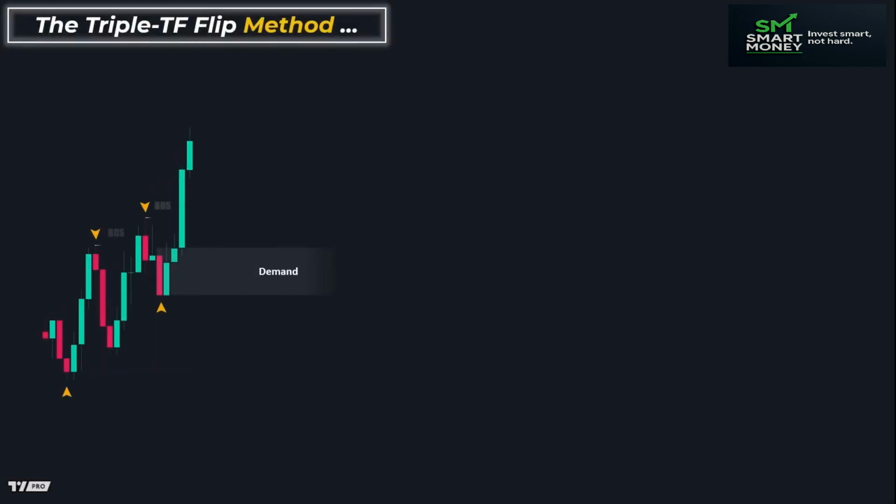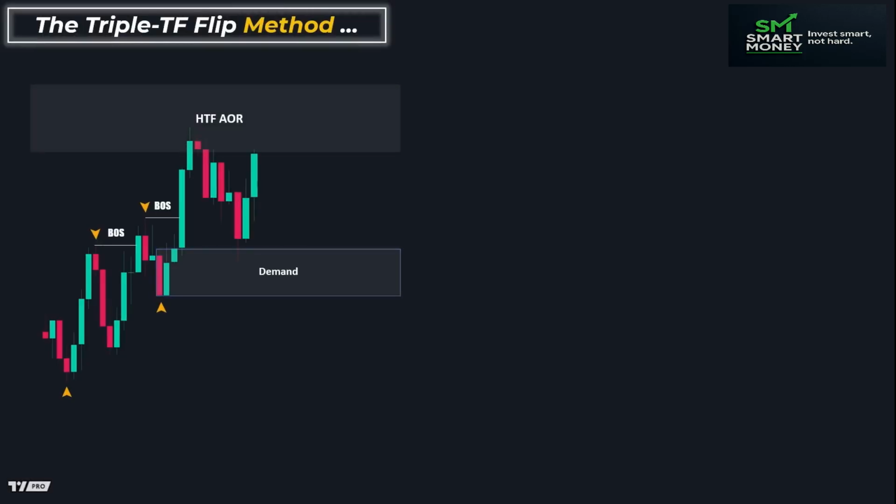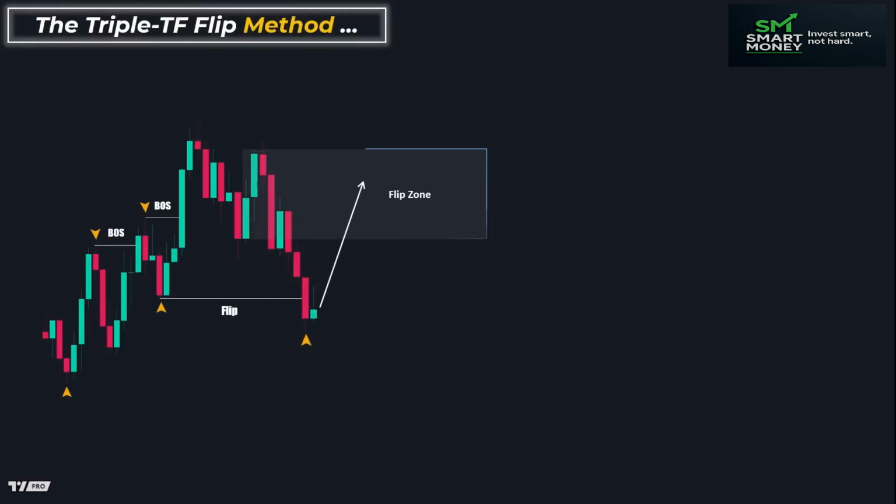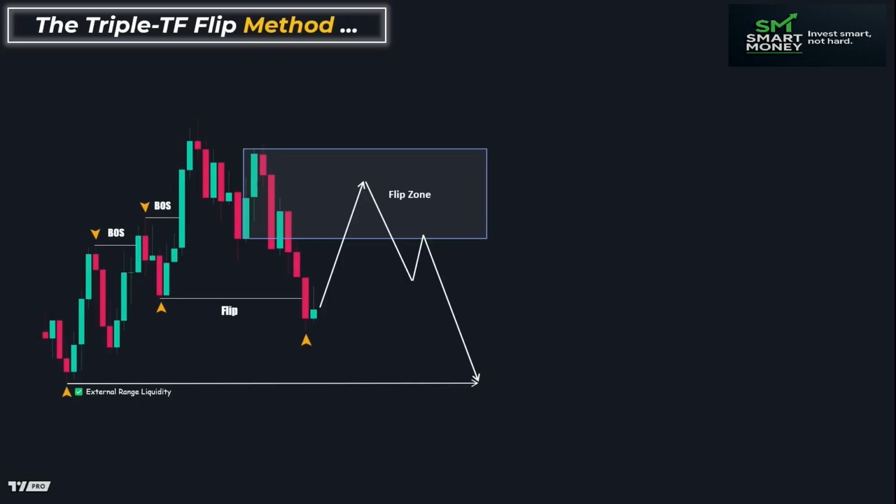In a bullish scenario, this setup forms when price flips the latest demand area right after tapping into a higher time frame area of interest. Price then returns to the newly created flip zone, which now acts as a supply area, and from there, it usually reverses sharply, pushing completely against the current trend and confirming a potential shift in market direction.